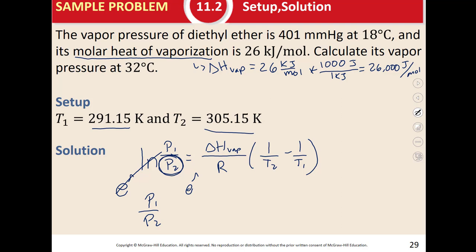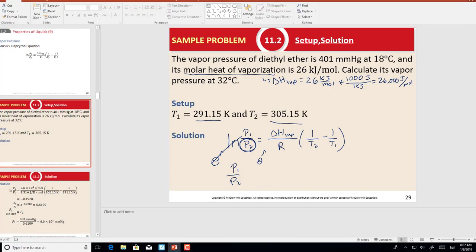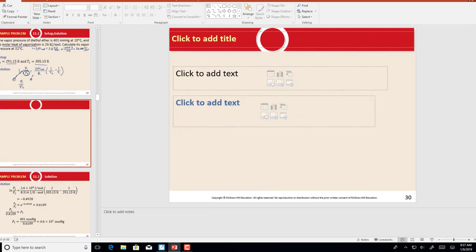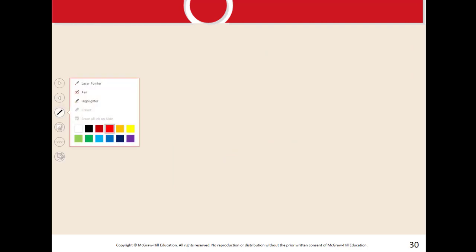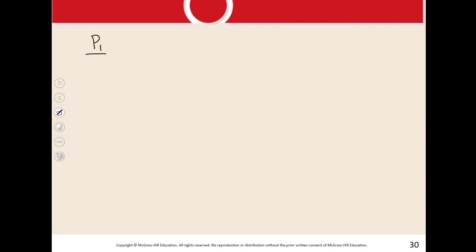Now I'm going to go ahead and open a fresh sheet of paper here. New slide, so I have room to work. P1 over P2 is equal to e to all this: delta H vaporization over R, 1 over T2 minus 1 over T1. Now, this whole thing, put it in parentheses or whatever you need, is inside of the exponent of e. That whole thing is.